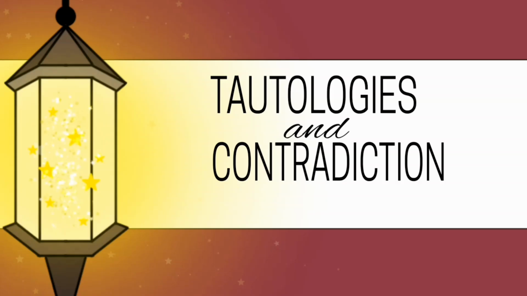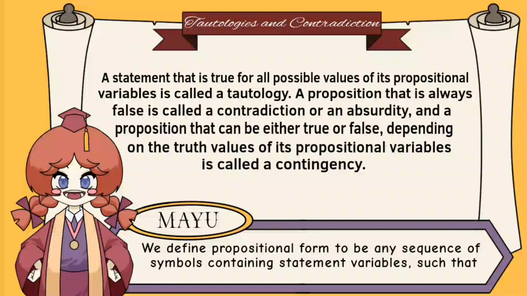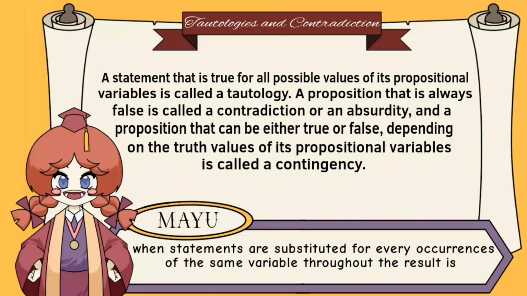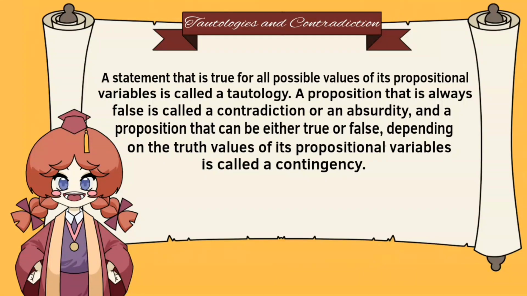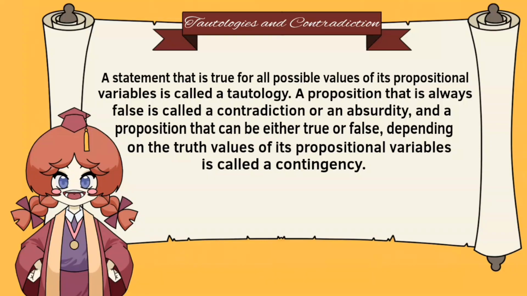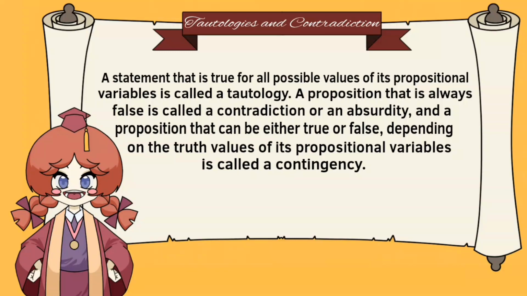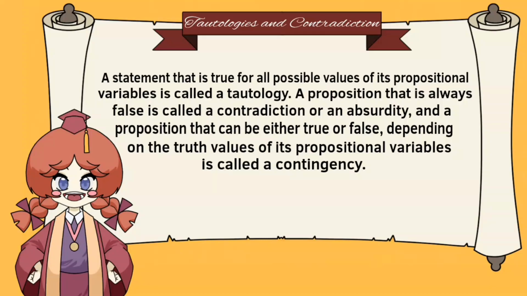Moving on to tautologies and contradiction. We define propositional form to be any sequence of symbols containing statement variables, such that when statements are substituted for every occurrence of the same variable throughout, the result is a proposition. A statement that is true for all possible values of its propositional variables is called a tautology. A proposition that is always false is called a contradiction or an absurdity, and a proposition that can be either true or false, depending on the truth values of its propositional variables, is called a contingency.